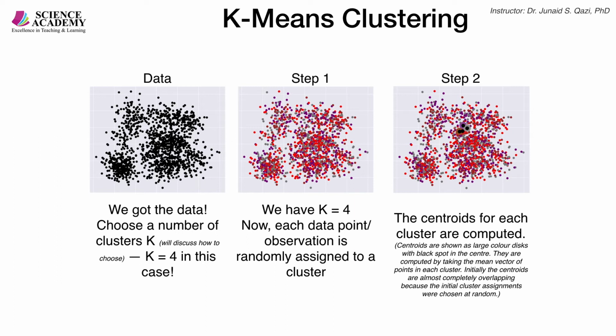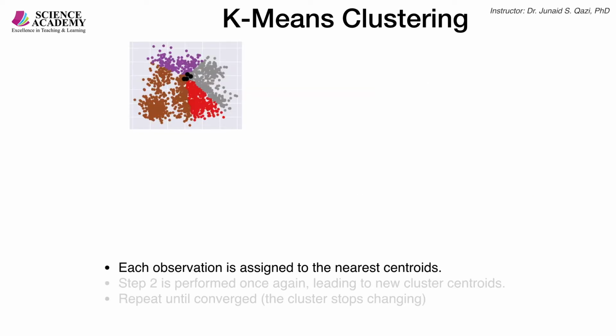Centroids are shown as large colored disks with a black spot in the center. They are computed by taking the mean vector of points in each cluster. Initially, the centroids are almost completely overlapping because the initial cluster assignments were chosen at random. So now we have cluster centroids.